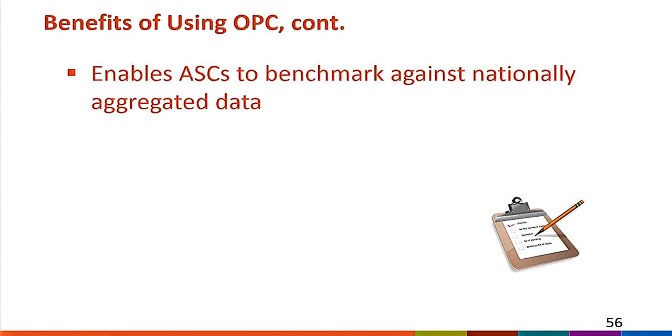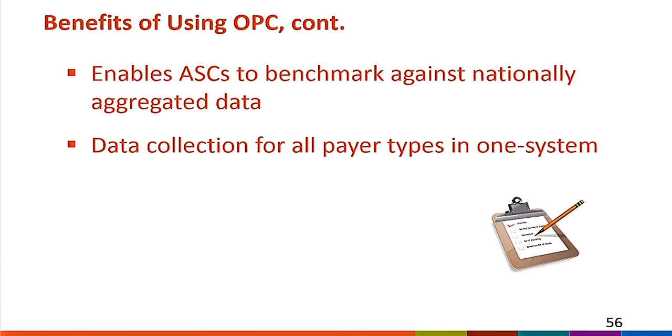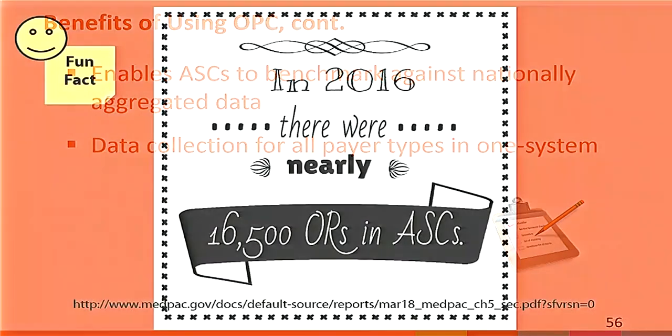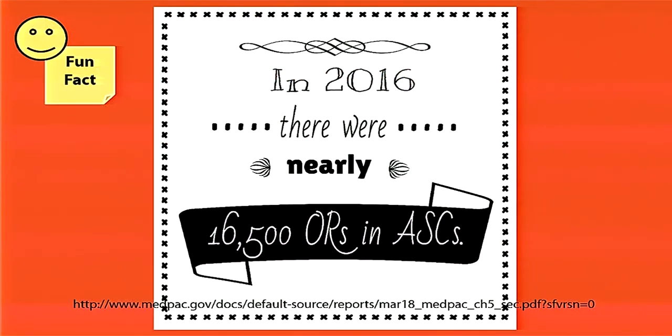Additional benefits is that it enables ASCs to benchmark against nationally aggregated data. And current reporting using the CMS quality data codes focuses on Medicare patients. OPC is an opportunity to collect data in one system for all payer types. Another ASC fact, in 2016, there were nearly 16,500 ORs in ASCs. That's an average of 3 ORs per facility.